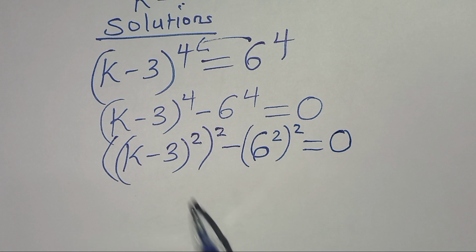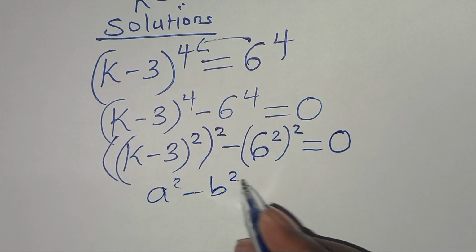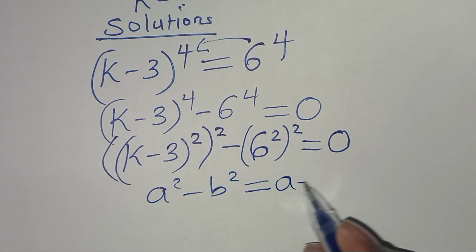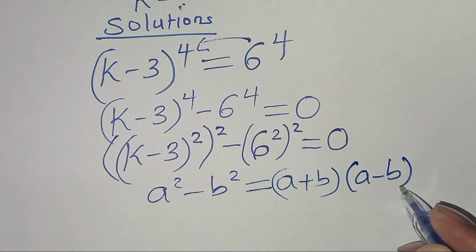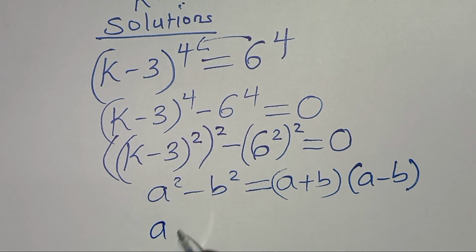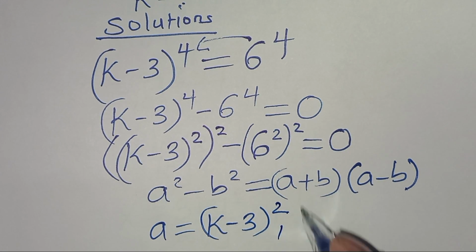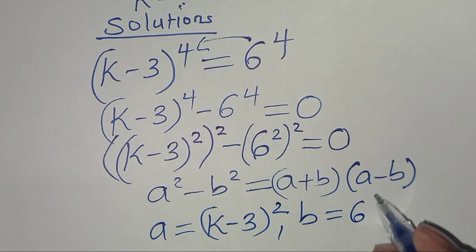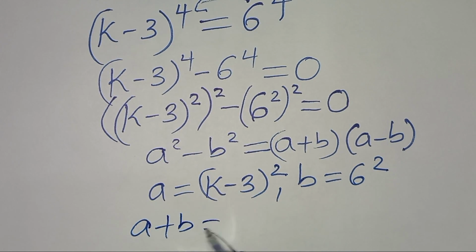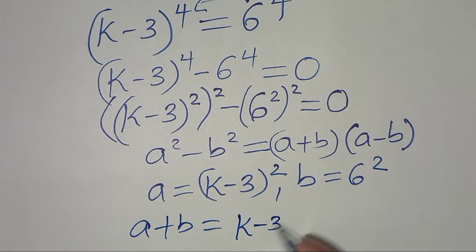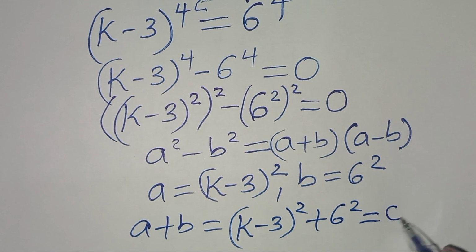The next step here, you find that this is actually in the form of a squared minus b squared, which we can express as a plus b, and then a minus b. Now from what you have here, a is equal to k minus 3 squared, and b is equal to 6 to power 2. So in this case, we have that a plus b is equal to k minus 3 squared plus 6 squared, equal to 0.